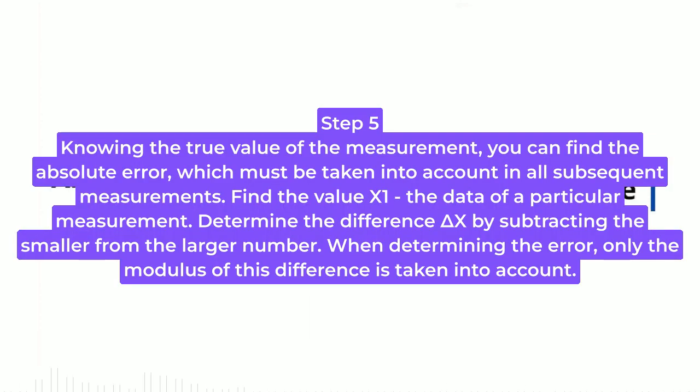Step 5. Knowing the true value of the measurement, you can find the absolute error, which must be taken into account in all subsequent measurements. Find the value x1, the data of a particular measurement. Determine the difference delta x by subtracting the smaller from the larger number. When determining the error, only the modulus of this difference is taken into account.